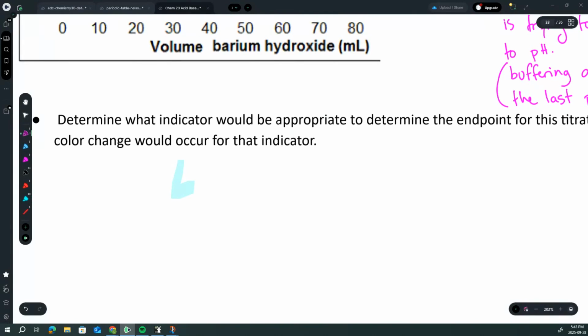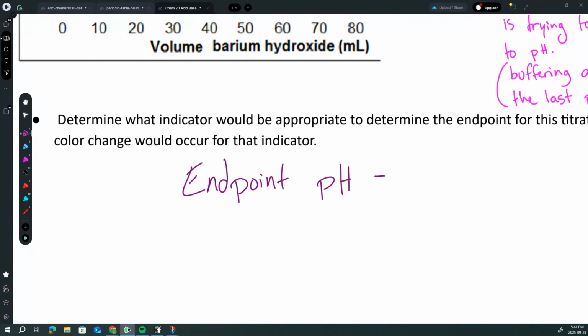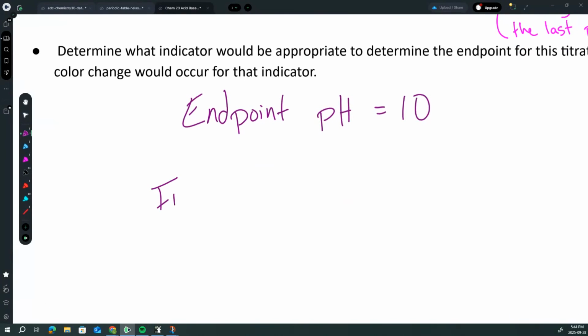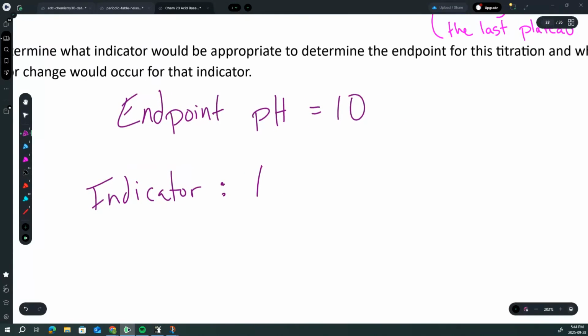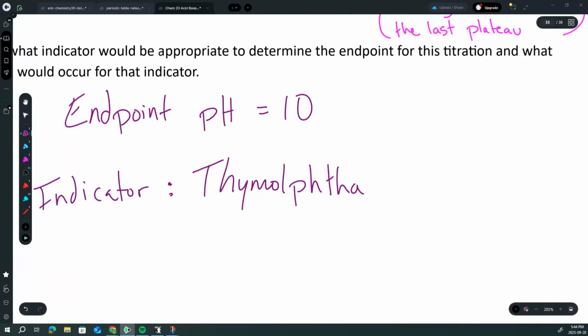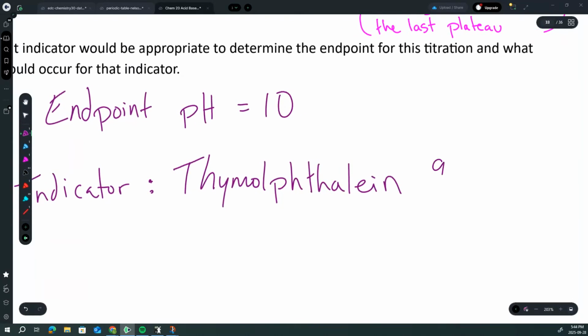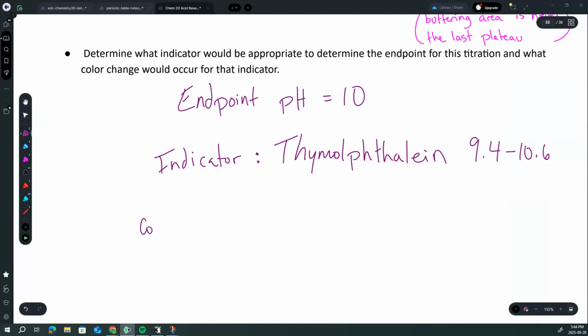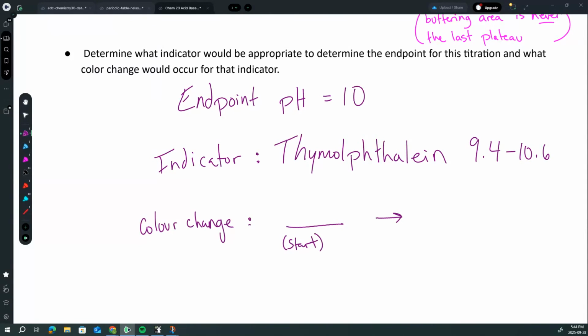So, endpoint pH is equal to 10. Indicator we chose is thymolphthalein, which has a range from 9.4 to 10.6. So our color change, so again, we're going to do what we're starting off with and what the color would be at the endpoint.